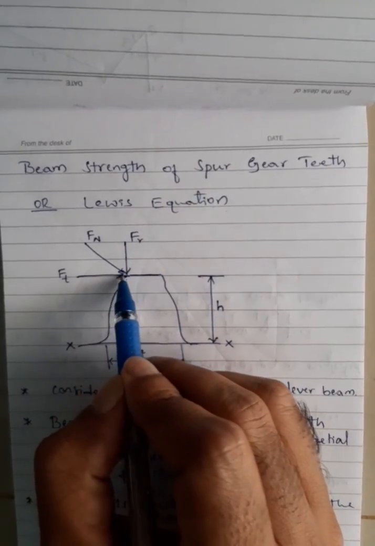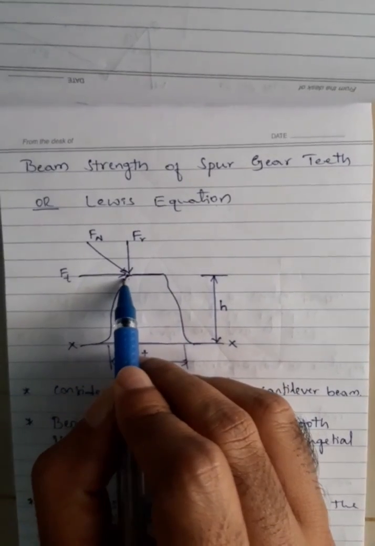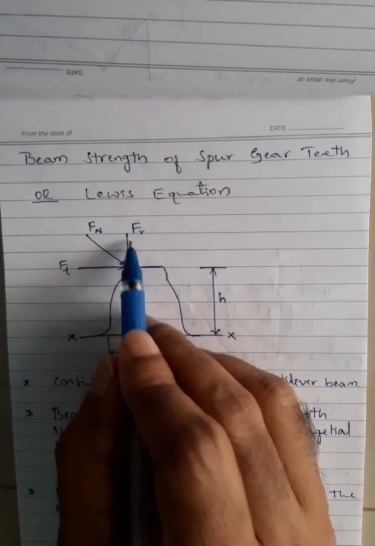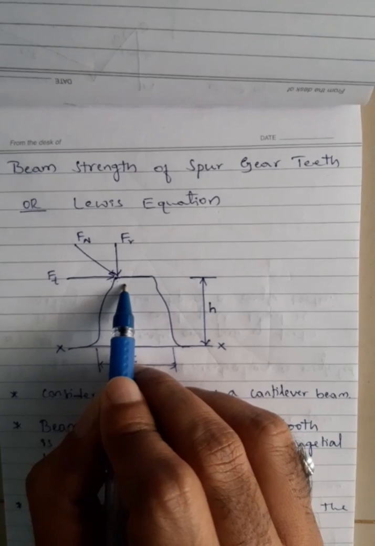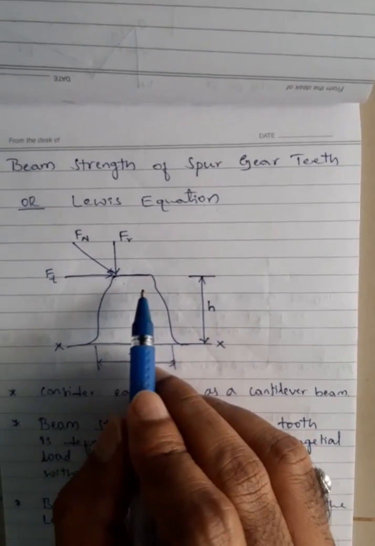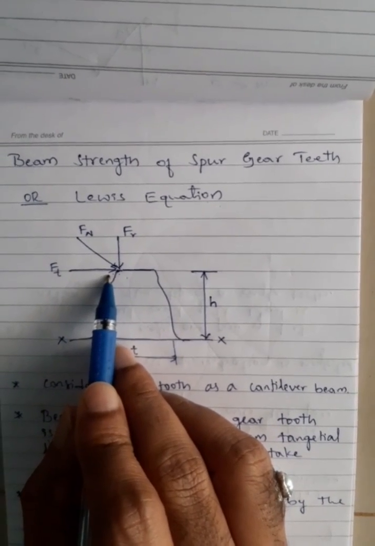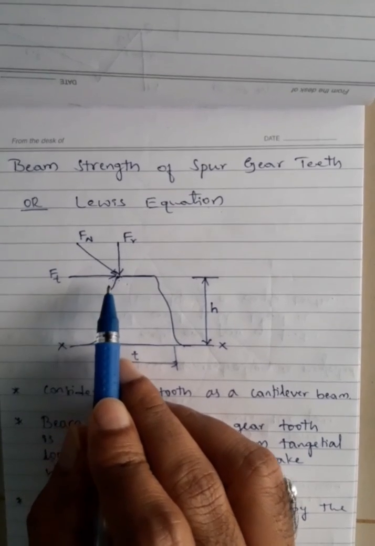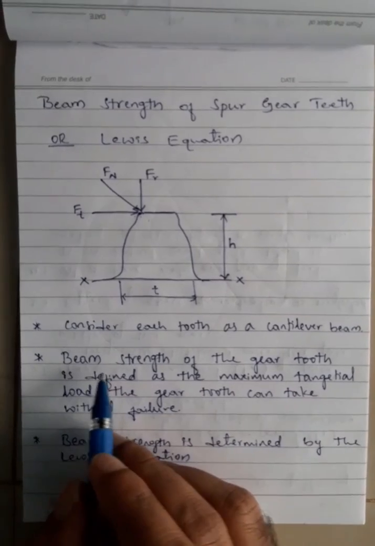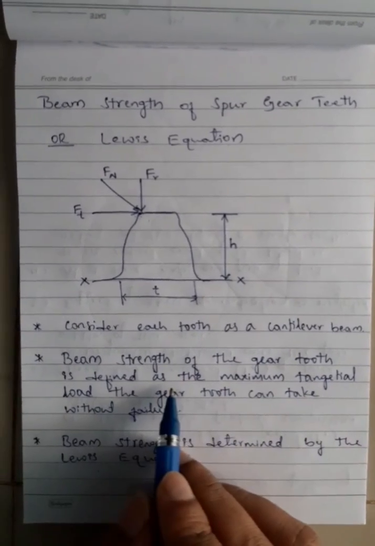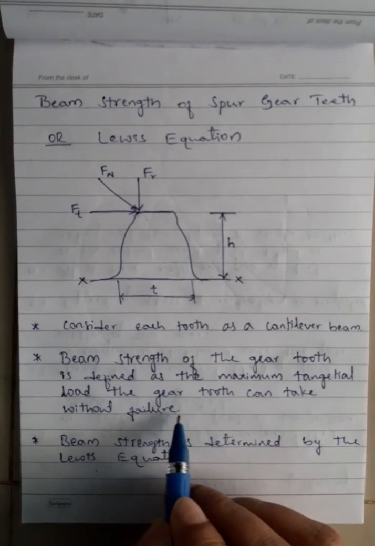This normal load Fn is resolved into two components: a radial force and a tangential force. The radial force component induces direct compressive stress of a relatively small amount, and hence its effect is neglected. Next we have the tangential force. This component induces bending stress, which tends to break the tooth. Hence, beam strength of a gear tooth is defined as the maximum tangential load the gear tooth can take without failure.